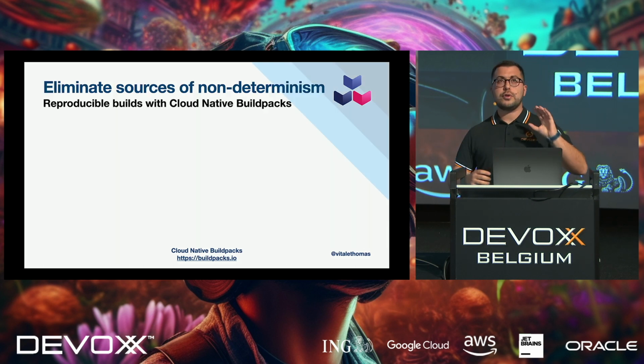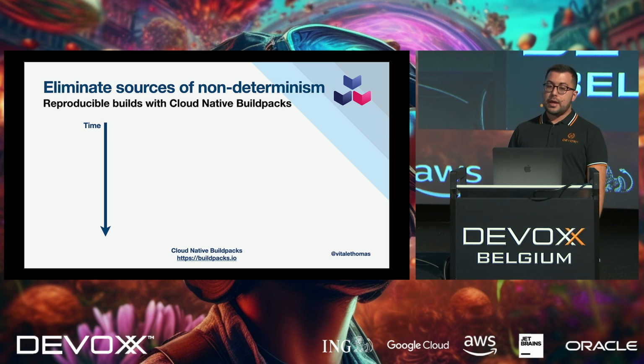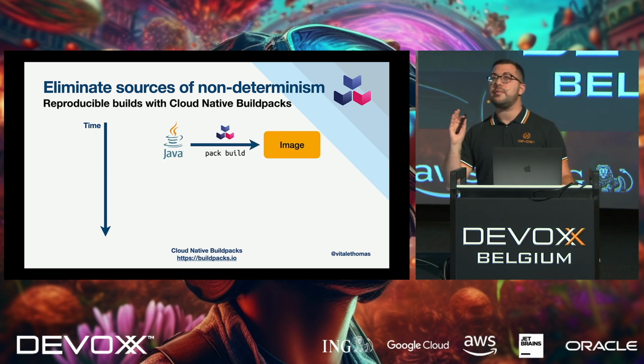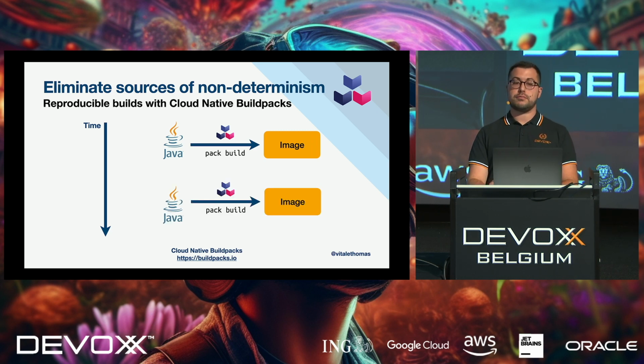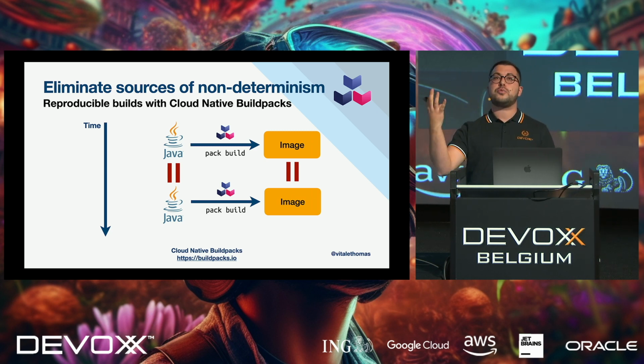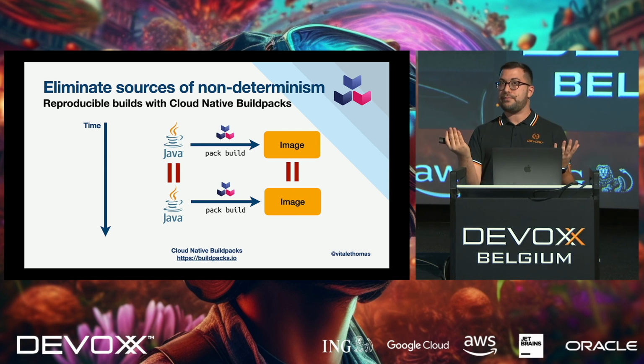Let me explain. We want to eliminate any source of non-determinism. Let's say last week I had my application and I built a container image out of it. If I try again today to build the same application, unchanged, same source code, will I obtain the same container image? If the input is the same, I want the output to be the same over time. That's usually not true when working with Dockerfiles. But with buildpacks, we can achieve this reproducibility of the build. Same input, same output. Otherwise, there's some non-determinism in the build that will affect my supply chain security posture.